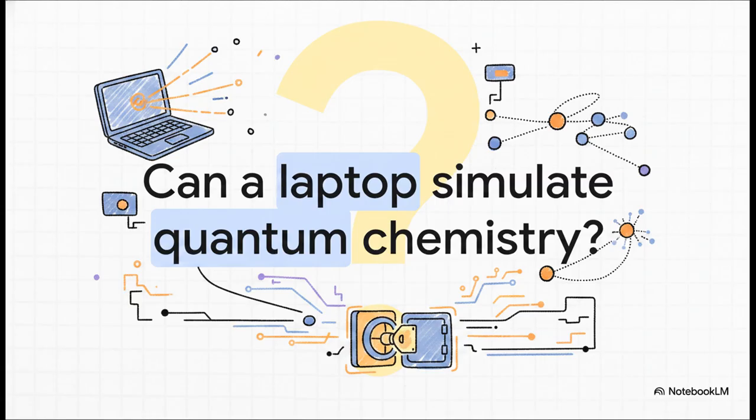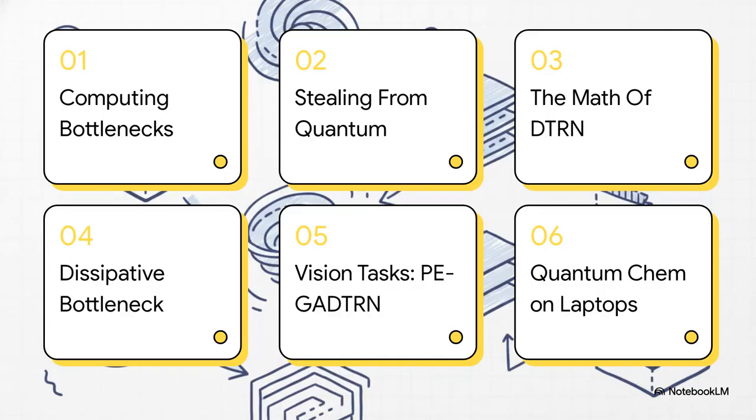What if we could pull off a massive computational heist and run these simulations on the hardware sitting on your desk right now? Okay, let's dive into this. Here is our roadmap. 1. The twin computing bottlenecks. 2. Stealing from quantum mechanics. 3. The math of DTRN. 4. The dissipative bottleneck. 5. Vision tasks with PG-ADRN. And 6. Quantum chemistry on laptops.